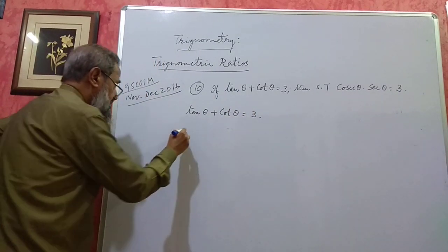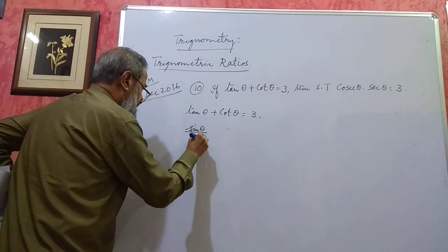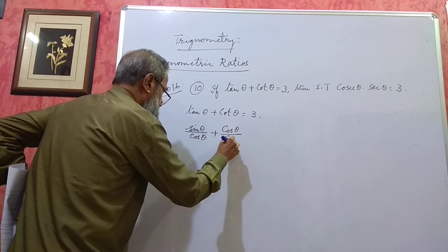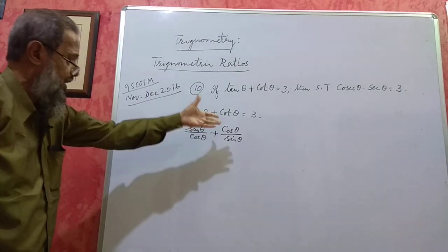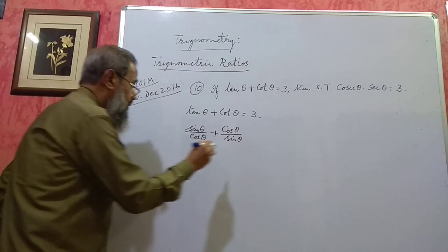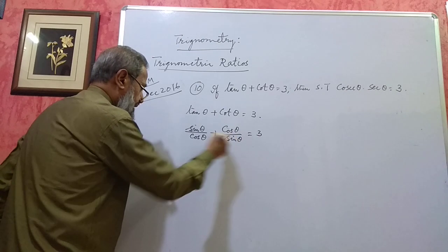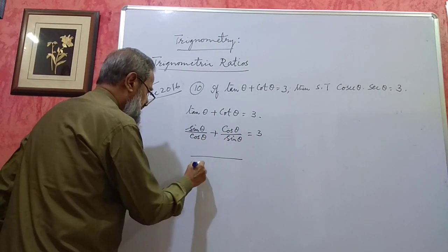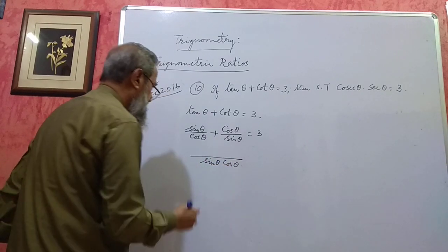Now tan theta can be written as sin theta by cos theta, plus cot theta can be written as cos theta by sin theta. This is the thumb rule. First, if you have tan, cot, cosecant, then convert them into sin and cos. So this is equal to 3. Now again, there are two fractions. Take the LCM of the denominators. LCM will be sin theta into cos theta.